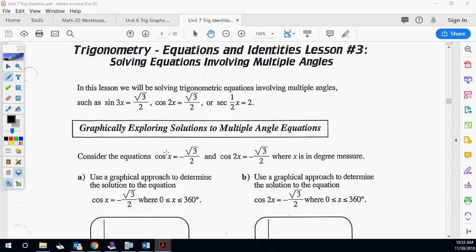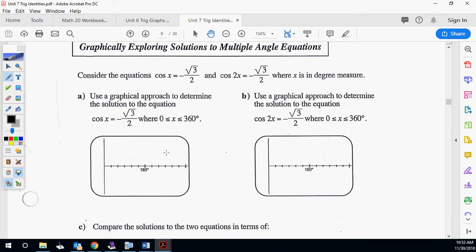Okay, so graphically, consider the equations cos x = negative root 3 over 2 and cos 2x = negative root 3 over 2, where x is a degree measure. Use a graphical approach to determine the solution to the first equation and a graphical approach to the solution of the second one. Let's put these in our calculator together. If you're not with us, we're on page 609.